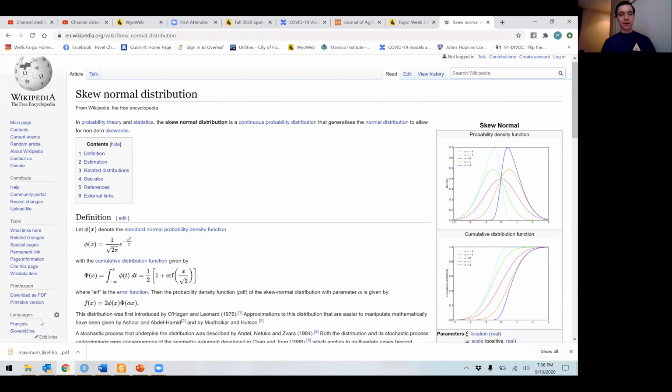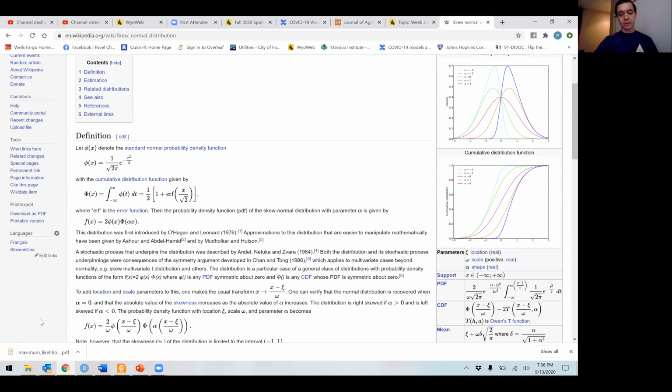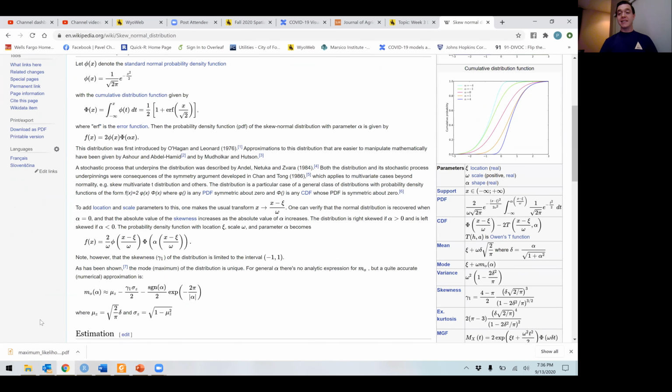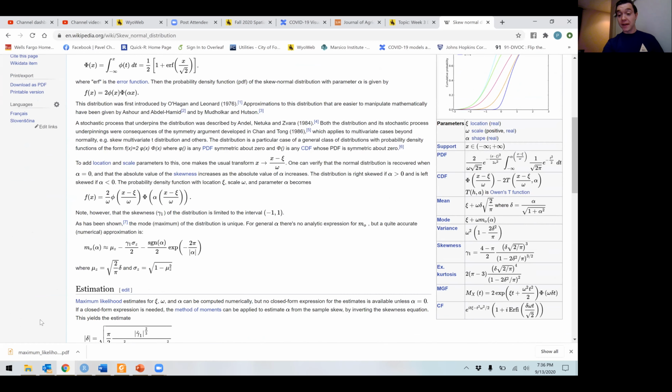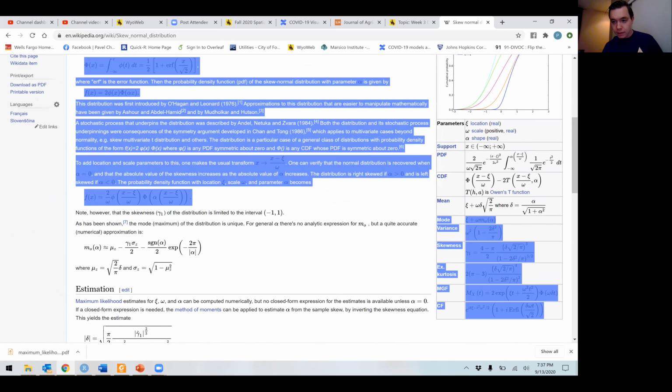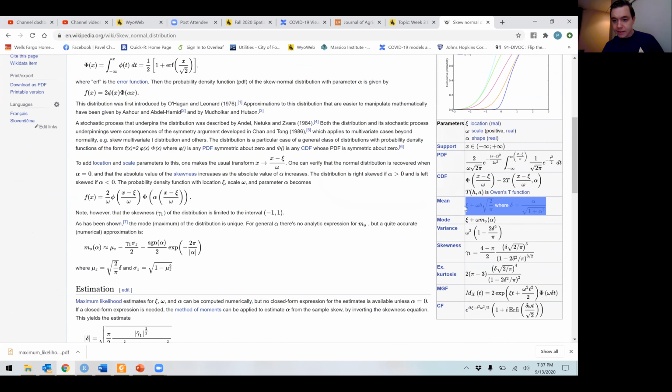In fact, if I go to my trusted Wikipedia page, we use Wikipedia quite a bit, and that's okay, because it's a resource. It's easier than looking up the original 1985 paper by Dr. Azzalini. Because if we see what the mean and variance of a skew normal is, right there is the mean. Let me highlight that. Right there is the mean.